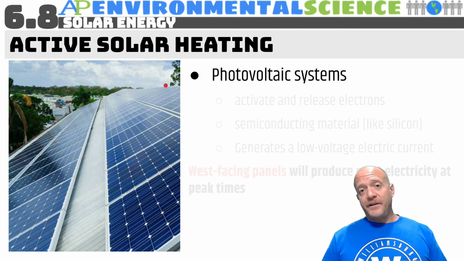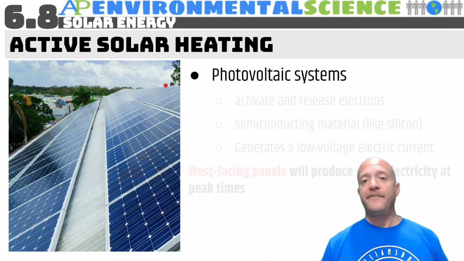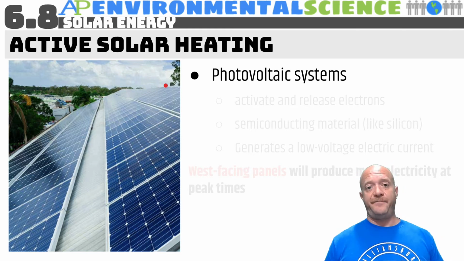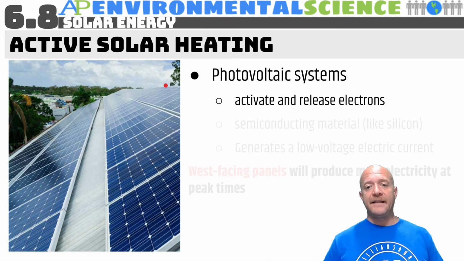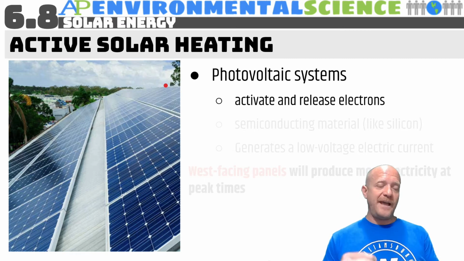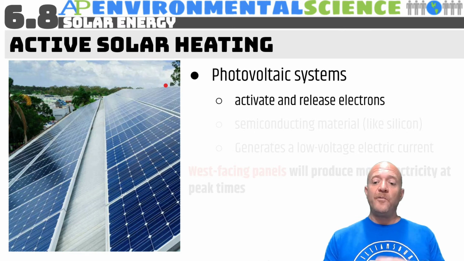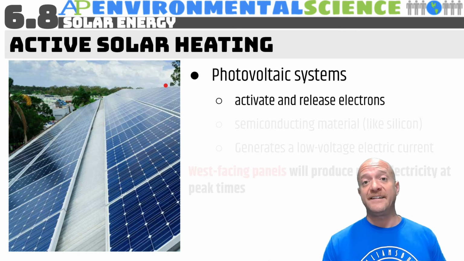Another type of active solar heating is using a photovoltaic cell. Now this is completely different because we do not have a turbine, we do not have a generator. This is a completely different system. It is a photovoltaic system, and we're activating and releasing electrons. Basically, when something gets excited, the electrons in the excited state, if you remember that from chemistry, have a lot more energy, and these high energy electrons are what produce the electricity.